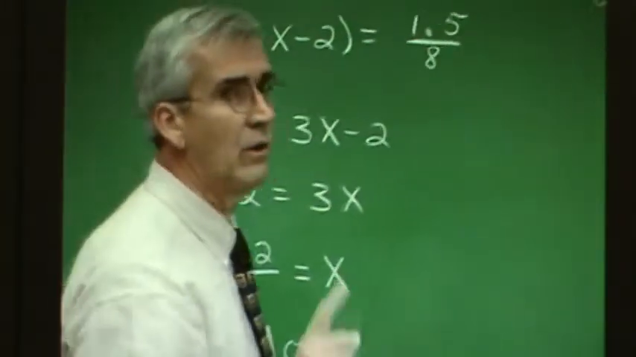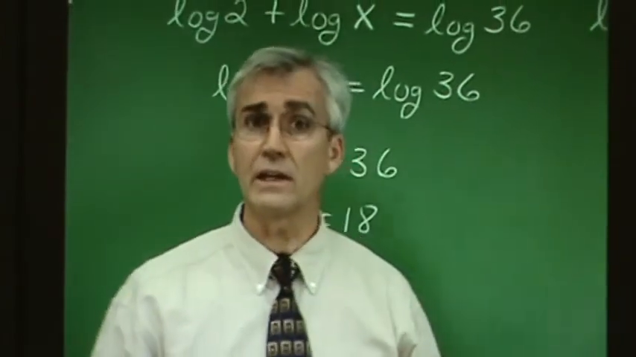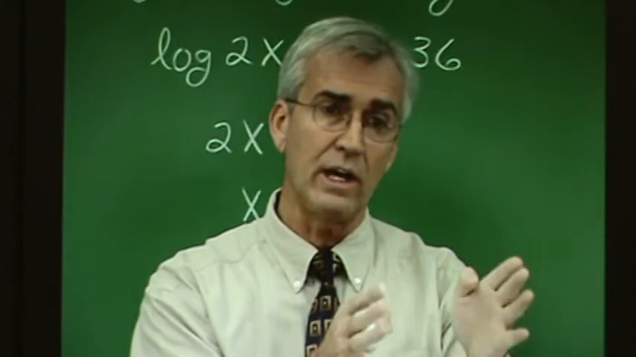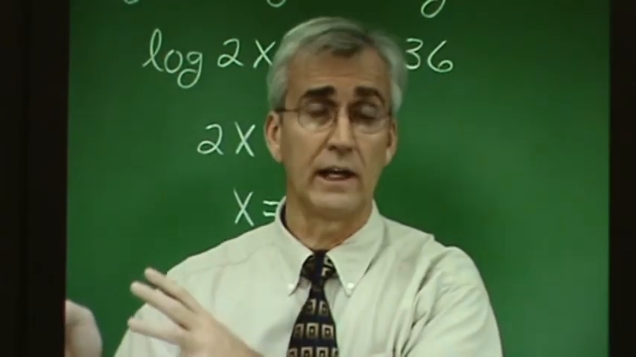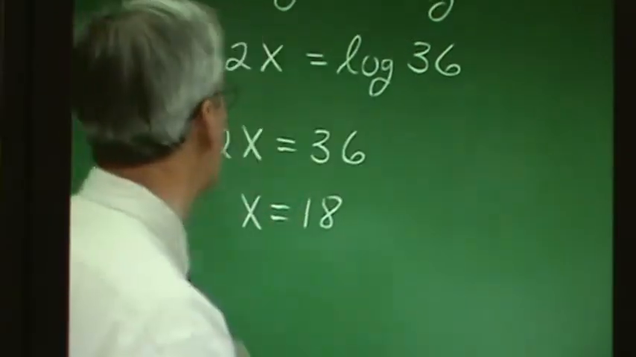Here's another one now. Notice that logarithms appear on both sides of this equation. And the technique for solution is to create a situation where we have the log of a single entity on one side, the log of a single entity on the other side, and then we set those single entities equal to one another. So it works like this.